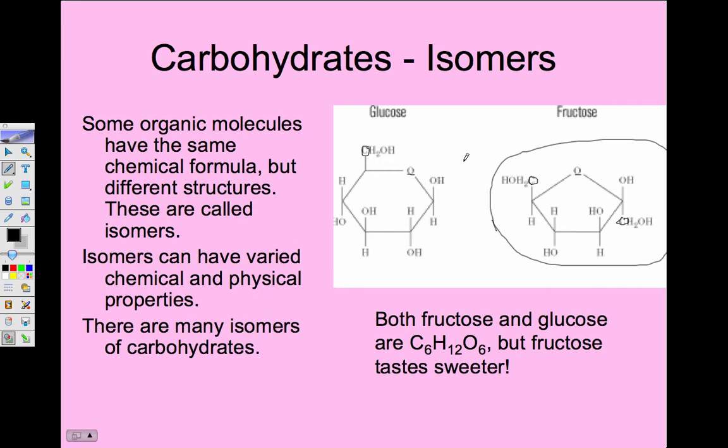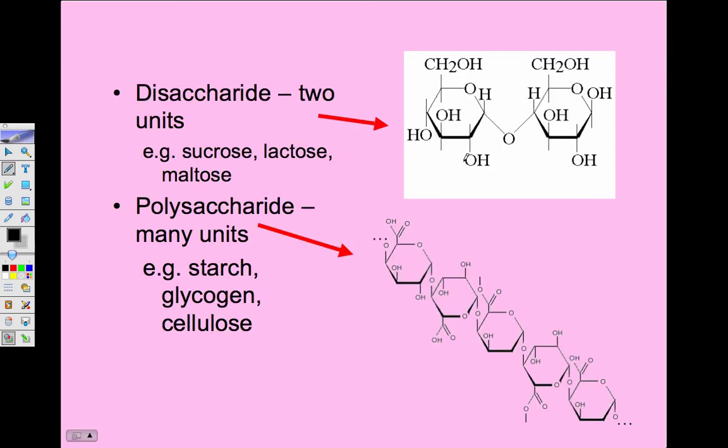Whereas glucose does not fit into the taste receptors as well and doesn't send this message quite as intensely as fructose does, and that's purely due to the difference in shape. So fructose tastes much sweeter than glucose. Isomers therefore have different chemical and physical properties even though they have the same formula.